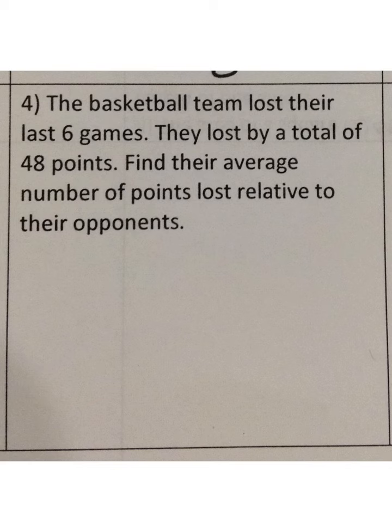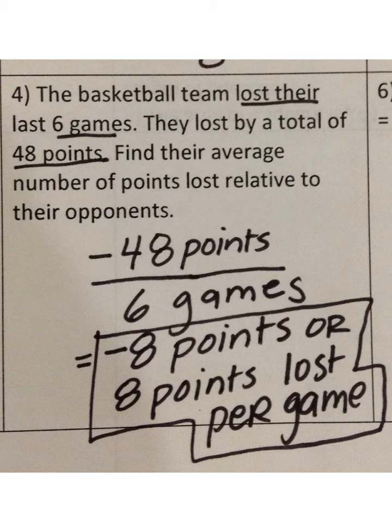Number 4, the basketball team lost their last 6 games. They lost by a total of 48 points. Find their average number of points lost relative to their opponents. So since they lost 48 points, I put that as a negative 48, and it's over 6 games. So we're going to divide, and the rule for integers is when you're dividing or multiplying and the signs are different, you're going to get a negative. So it's either negative 8 points or 8 points lost per game.